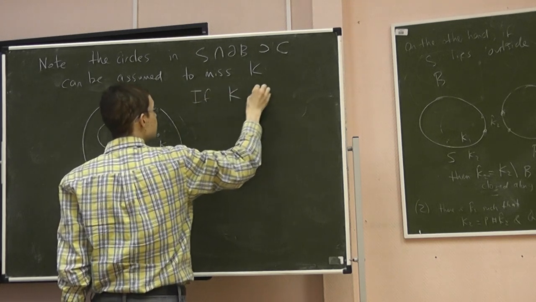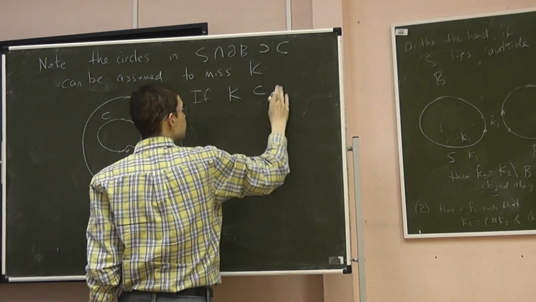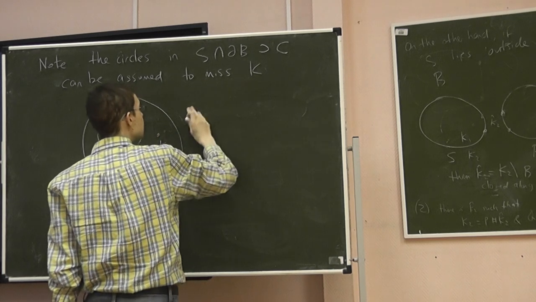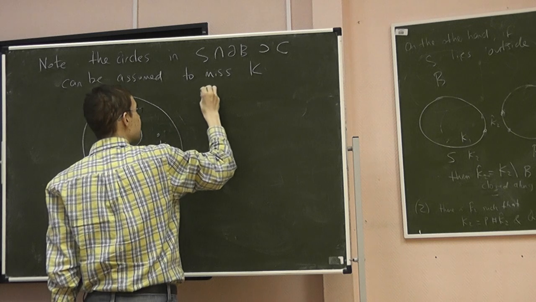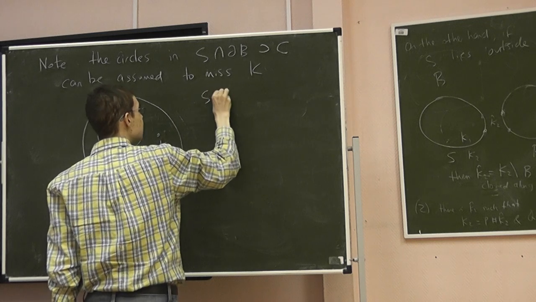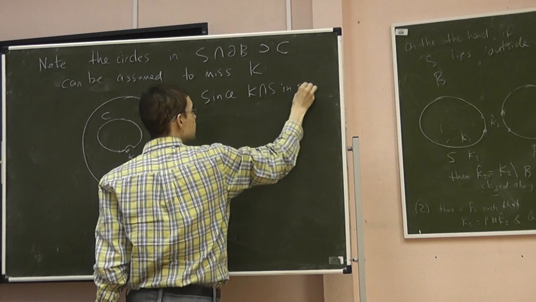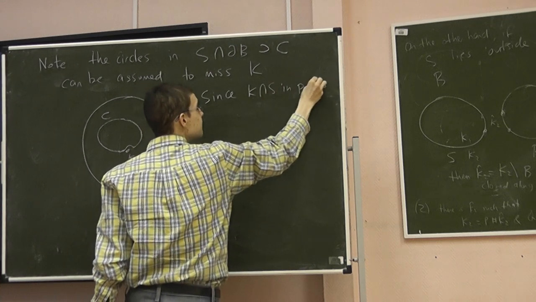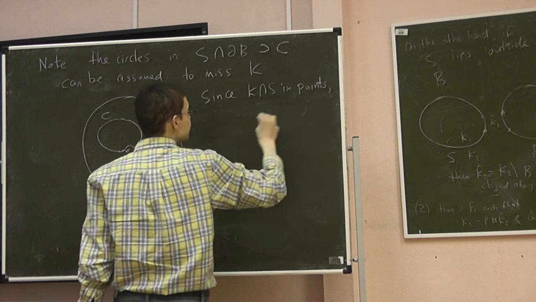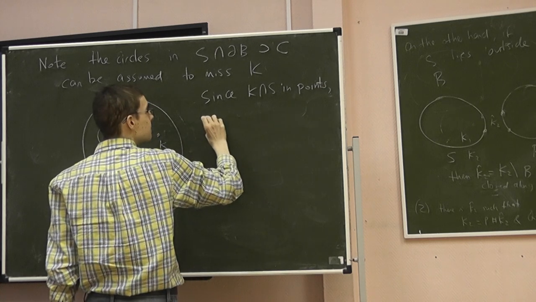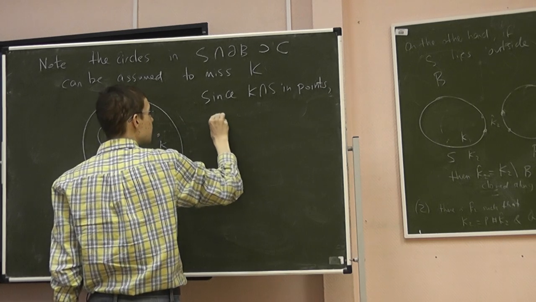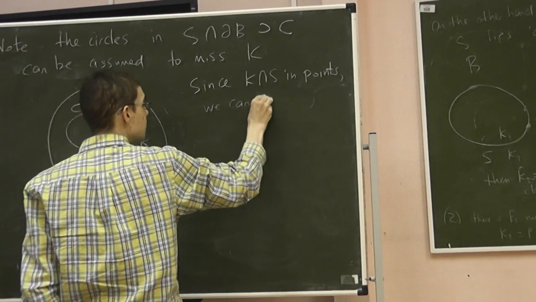If K lies on C. No, one word. Just since. We understand it in Russian, but... K in six and points. I'm going to use it just in a full sentence. Since K in points, we will.